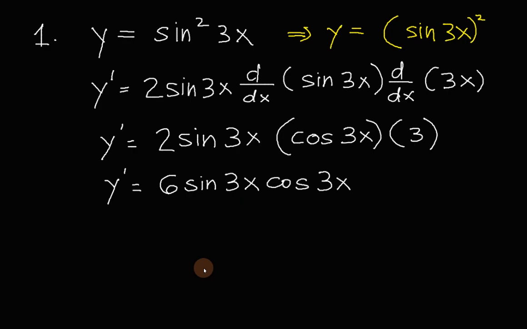What if we have y equals cosine x squared? In this one, the angle is just raised to 2. But in the previous one, the function is raised to 2. That's different. Okay?